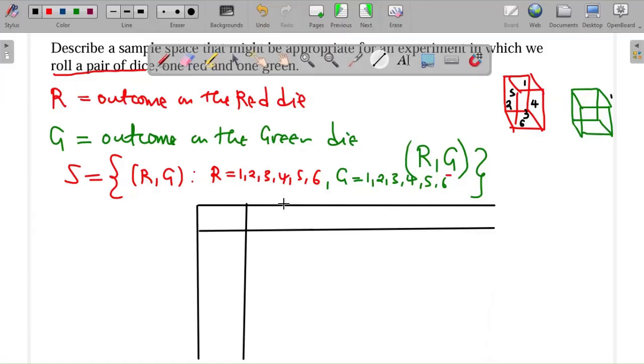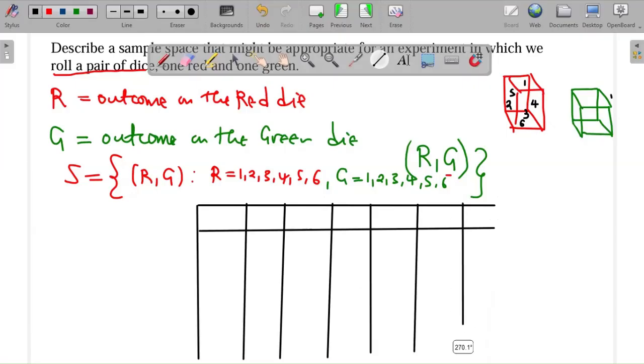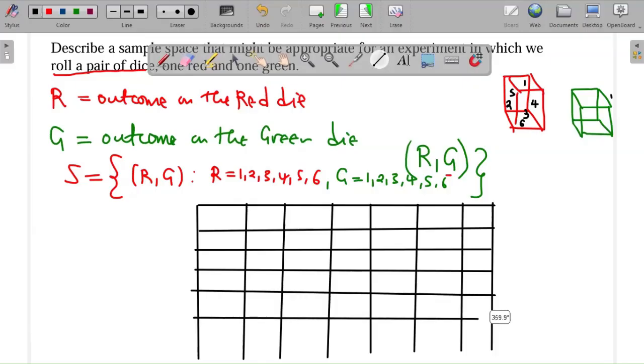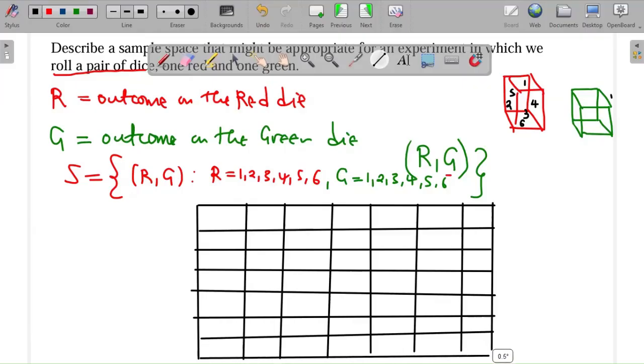Okay, so I'm going to make 6 columns here for 1, 2, 3, 4, 5, and then for 6. And then even here, I'm going to make 6 columns. So for 1, for 2, for 3, for 4, for 5, and then the last one is for the 6. Okay, so we're going to draw a line here, and then I'm going to say the rows will represent the outcome on the red die.